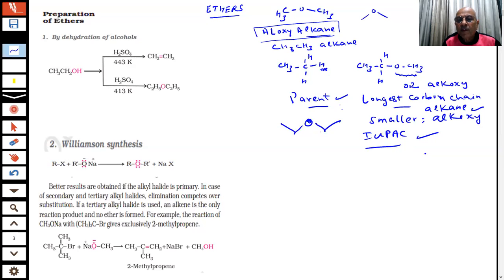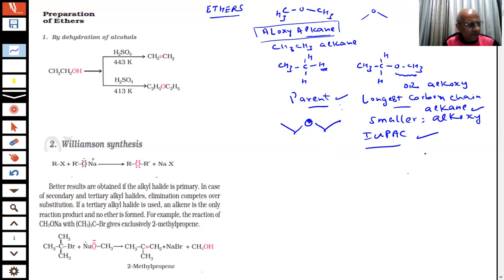If you have something like this, looking very like a butterfly, what is the name of this? Which ether is this? This is the bond line representation. How many carbons? One, two, one, two. So this is ethoxyethane, and the common name is diethyl ether. This is an alkyl group, this is an alkyl group. So IUPAC names and common names are also important.